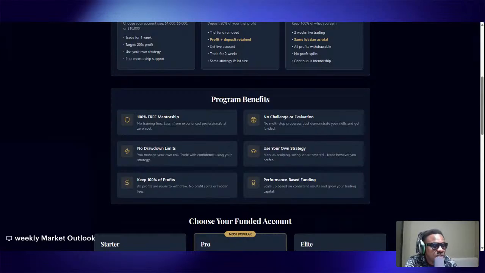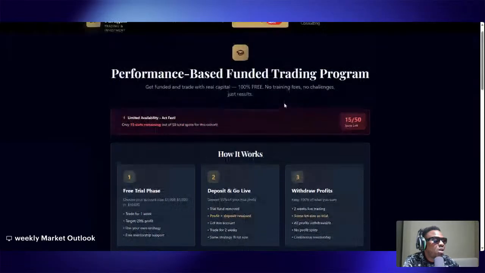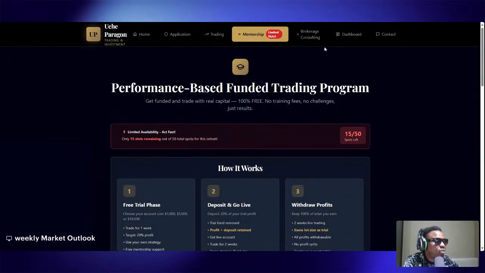Then you can use your own strategy, as I've said before. You can also take your profit up to 100%. Nobody is going to take your profit from you. Then of course you can scale up from there. So this is a bit different. A lot of our traders are using prop firms. They know the difference between this funded program and a prop firm. With a prop firm, you have to trade according to their rules and regulations.